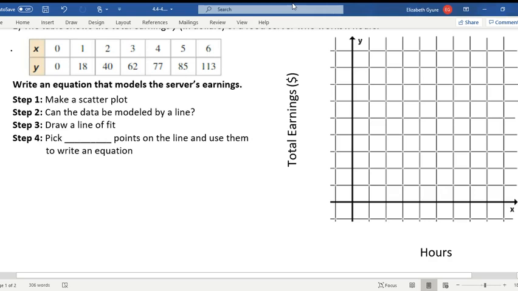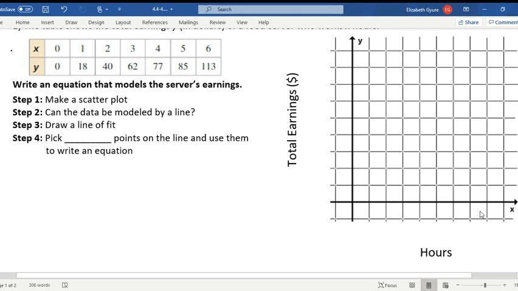So what we're gonna do, our step 1 is to make the scatter plot. I gave you a little chart here. X is on the bottom, Y is on vertical here. X is the number of hours, Y is her total earnings. So what we need to do first is, does our graph have any numbers on it? No, we should probably put some numbers on it, shouldn't we?